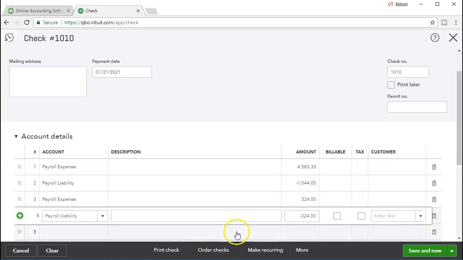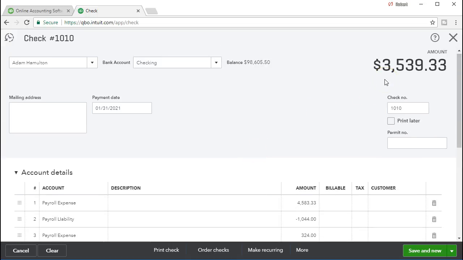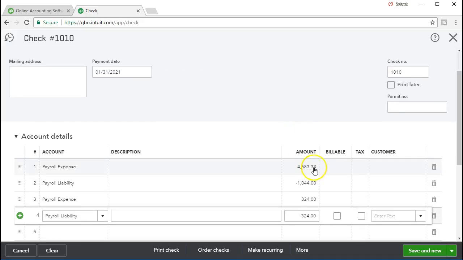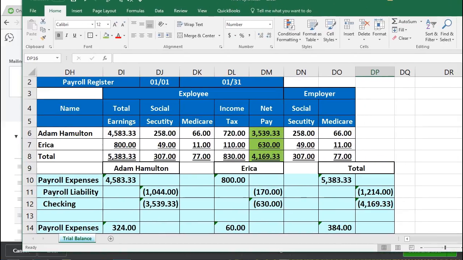So if we select those two items, note that it doesn't change the total, which is 3,539.33, which is what we had when we just entered these items. But it does enter the other information and set up this liability that we'll have to pay at a later time. So in essence, what we did, remember here, we just entered Adam's information.